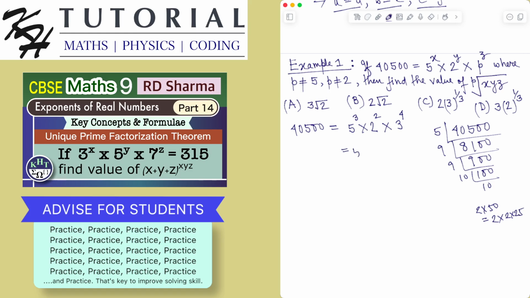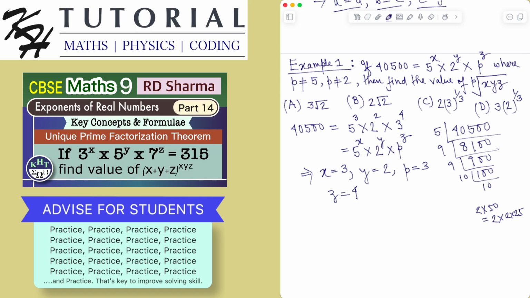to be 5 to the power x multiplied by 2 to the power y multiplied by p to the power z. Clearly comparing the prime numbers on both sides and their powers, we can easily say that x should be equal to 3, y should be equal to 2, p should be equal to 3, and z should be equal to 4.